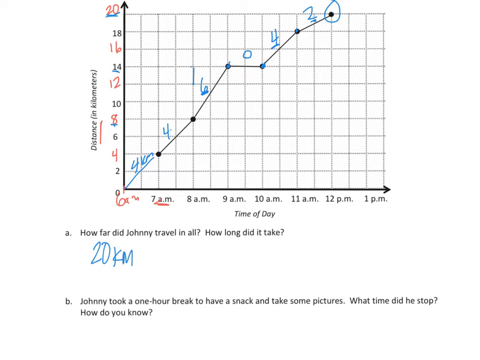And then it says, how long did it take? Well, he started at 6 o'clock, so we got 1 hour, 2 hours, 3, 4, 5, and 6. And the reason why I'm stopping here at 12 p.m. is because that's where the last dot is placed on my line graph. So it took him 6 hours. And I could find that either by counting jumps or by saying he started at 6 and he went to 12. So what's the difference between those?